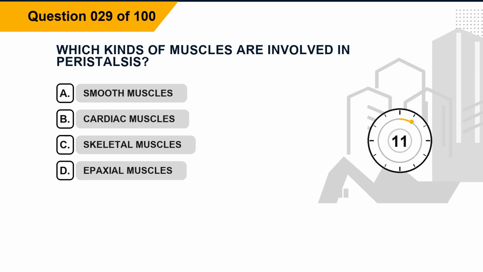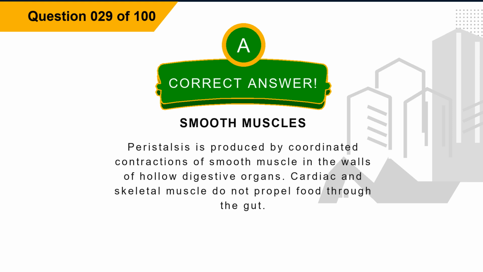Question 29. Which kinds of muscles are involved in peristalsis? Option A. Smooth muscles. Option B. Cardiac muscles. Option C. Skeletal muscles. Option D. Epaxial muscles. The correct answer is option A. Smooth muscles. Explanation. Peristalsis is produced by coordinated contractions of smooth muscle in the walls of hollow digestive organs. Cardiac and skeletal muscle do not propel food through the gut.